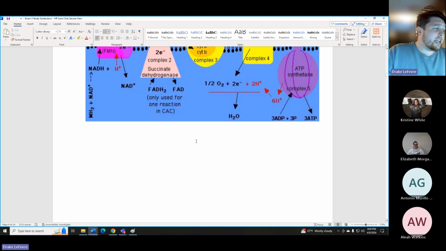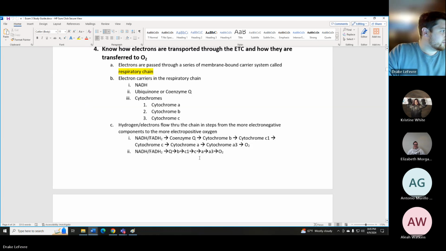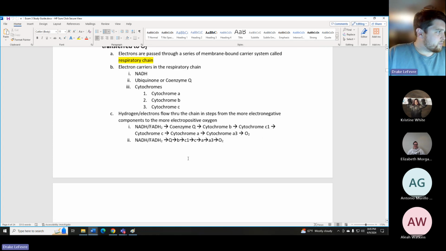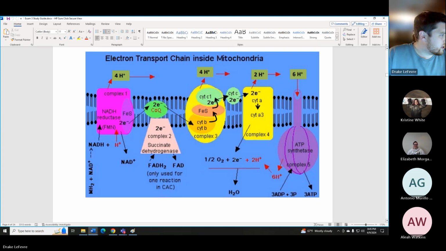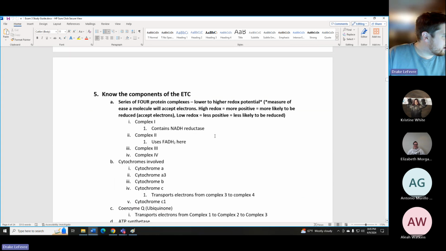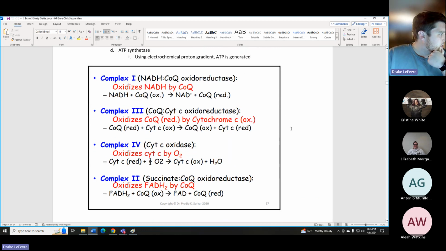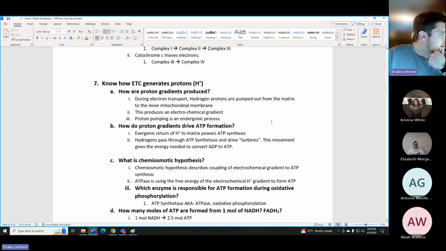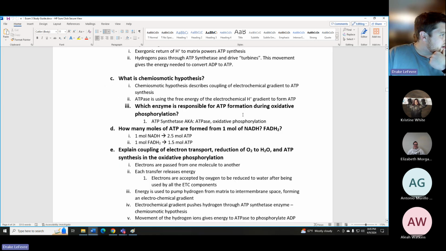Sweet. Any questions, concerns up to this point about all the stuff that we've talked about? Cool. Yeah. A couple more things. That's all of this stuff. That's all of this. Generating the protons.